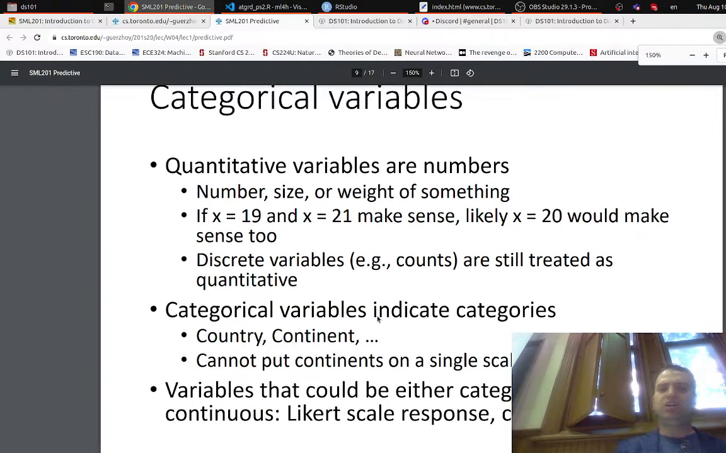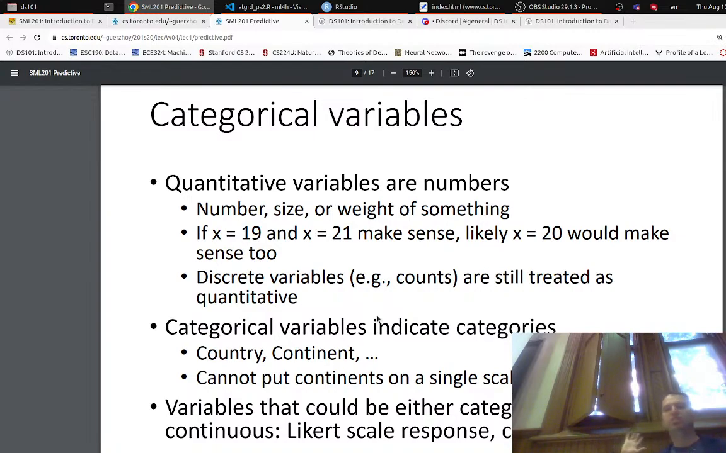So now I already used the continent. The continent is what's known as a categorical variable. A categorical variable is a variable that's not a number, right? If the variable is a number, you can do something like a0 plus a1 times x. Even something that's discrete, like counts, for example how many classes someone got an A plus in, isn't really a continuous quantity, but you can still treat it as a number. On the other hand, something like country or continent is not something that you can plug into a0 plus a1 times x, right?